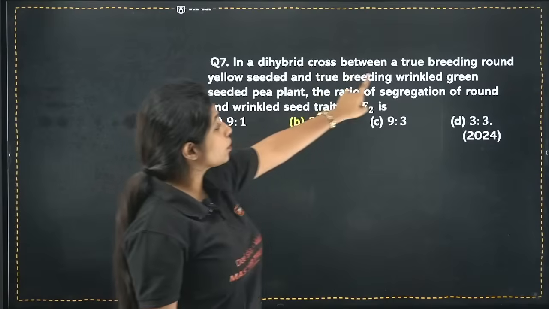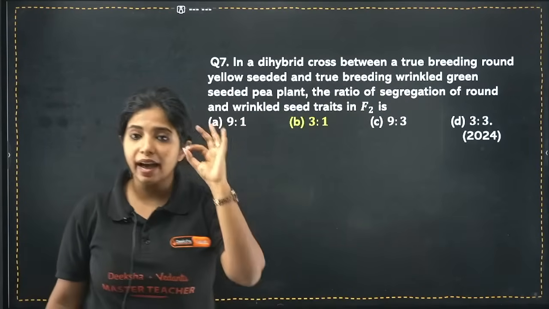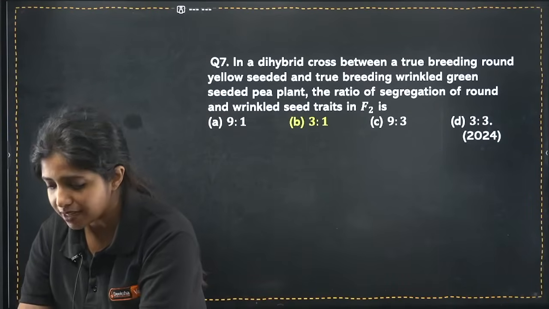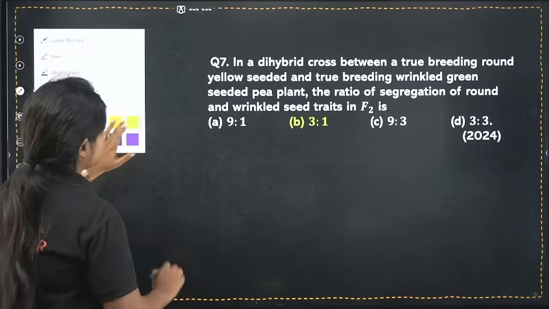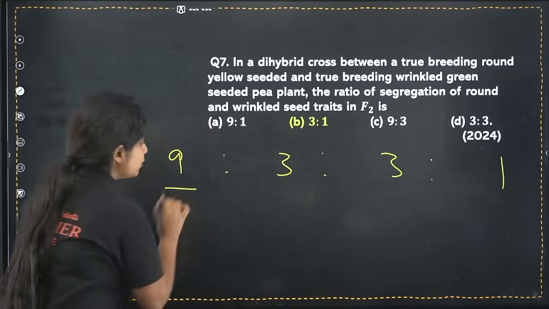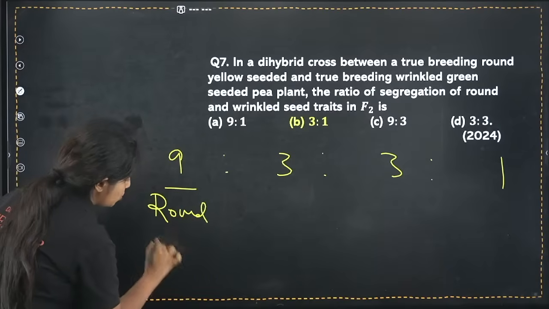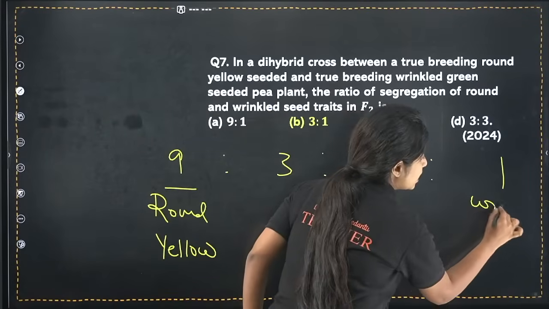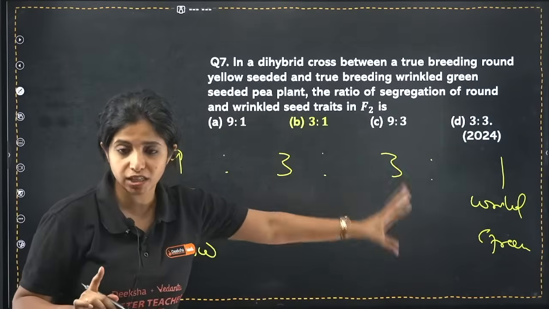Now, a dihybrid cross between a true breeding round yellow seeded and true breeding wrinkled green. Whenever you get a dihybrid cross and they are asking you for the segregation of anything, please use this logic. 9:3:3:1. 9 of them are always going to be the dominant character. What is the dominant character? It is going to be round and yellow. What about the recessive character? It is always going to be wrinkled and green, the recessive parent.